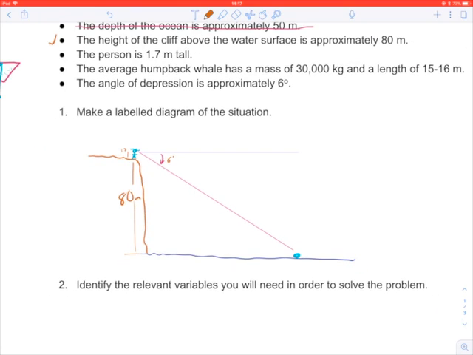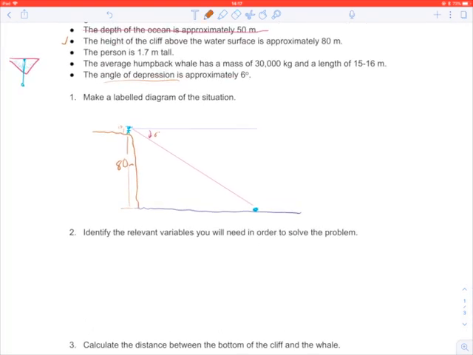Now, this is an important piece because 6 degrees isn't this. It's the angle of depression from horizontal, so it's that piece. All right, so there's my labeled diagram. Maybe this is horizontal, and this is line of sight. This is the whale, and there's the person. Cool, great.